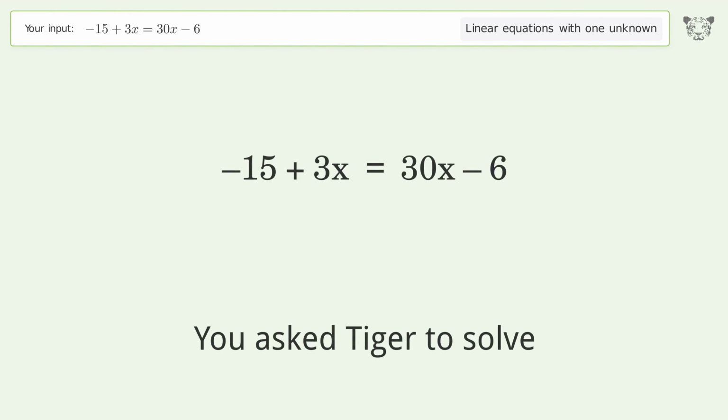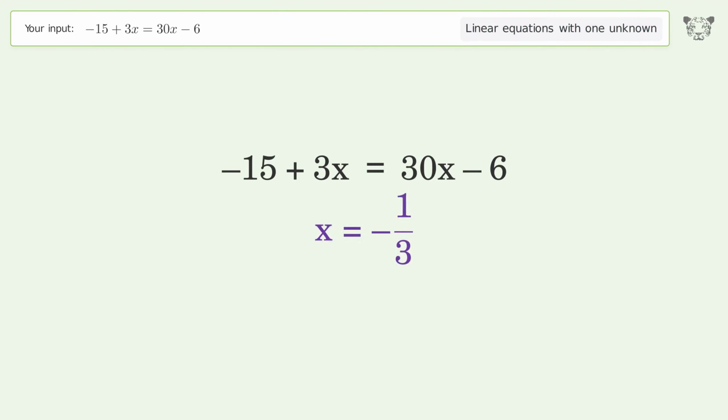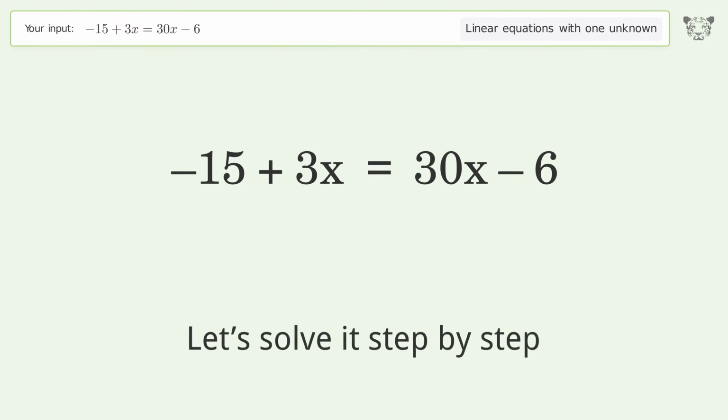You ask Tiger to solve this. It deals with linear equations with one unknown. The final result is x equals -1/3. Let's solve it step by step.